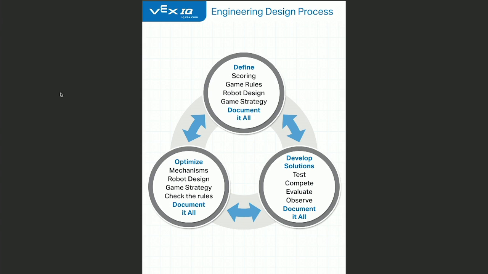You can write down the evaluations, what you think your robot did well, or what you think your code did well, what you thought the robot did not do well, and what you thought the code did not do well. You can document all of that and decide what it is that you think you might want to do, and then that takes you into the optimize step. You can take a look at the engineering, the mechanisms of your robot, the actual robot design itself. That could include code, your game strategy, and the rules.